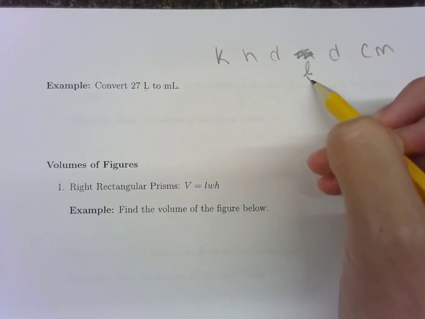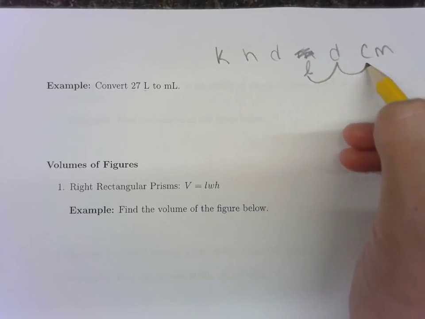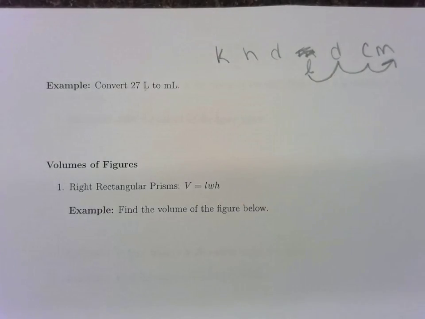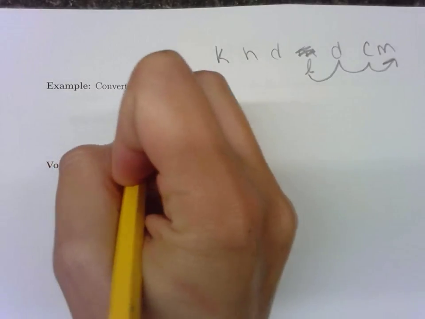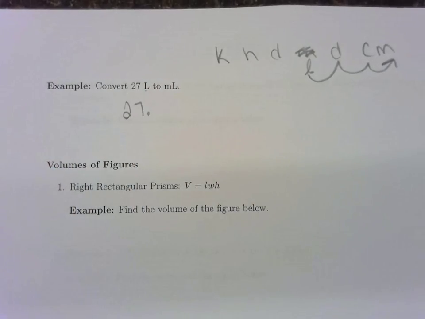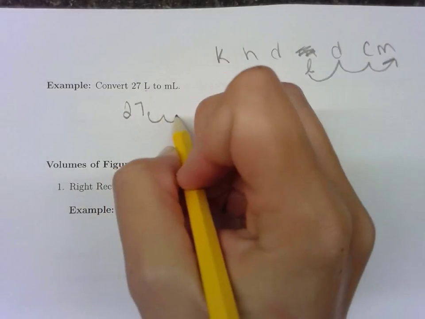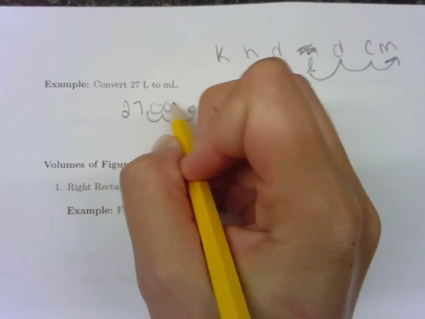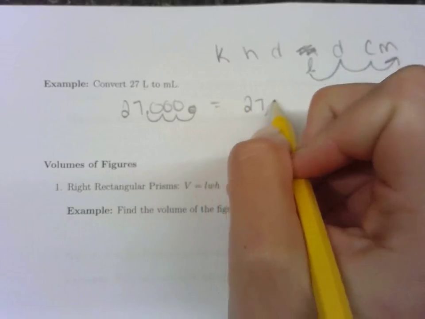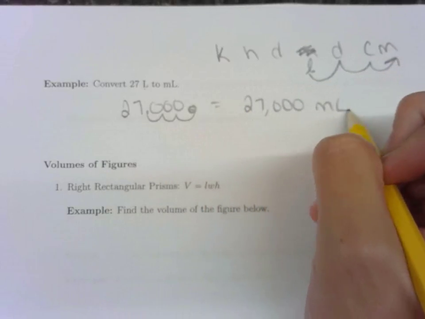So we're going to be going to the right 1, 2, 3 places. Okay, so we're starting with 27, and we need to go to the right 3 places. So 1, 2, 3. Here's our new decimal. Fill in with zeros. So that is 27,000 milliliters.